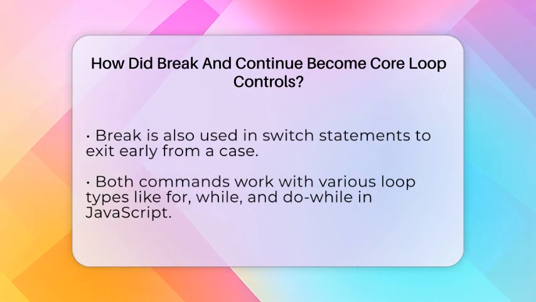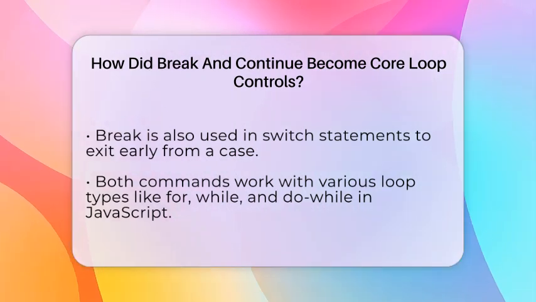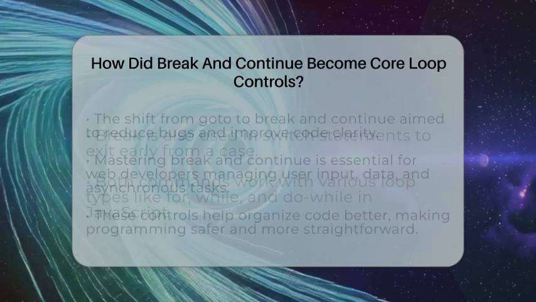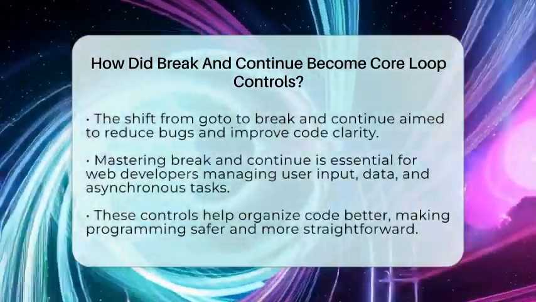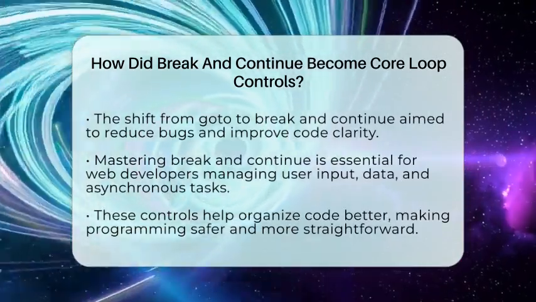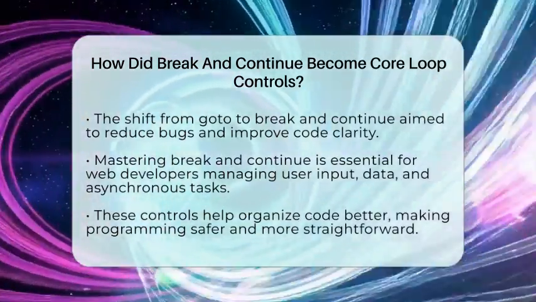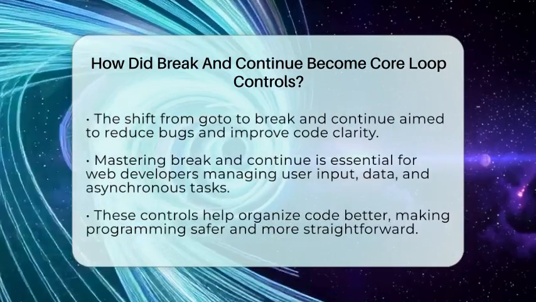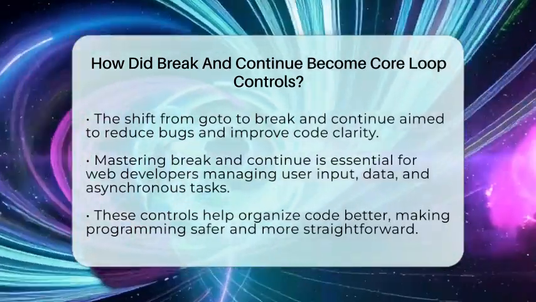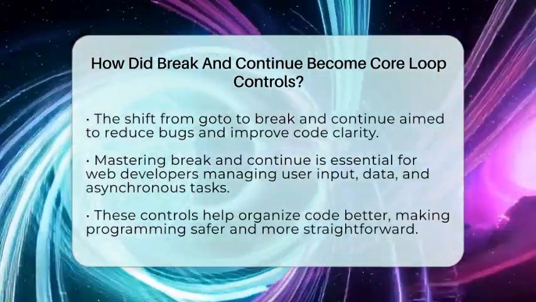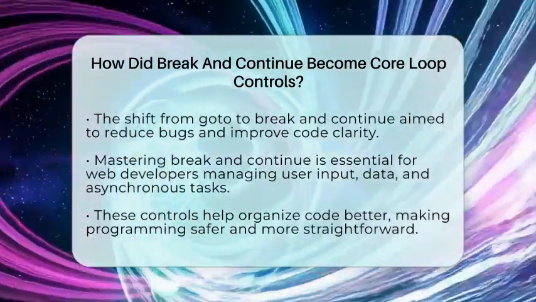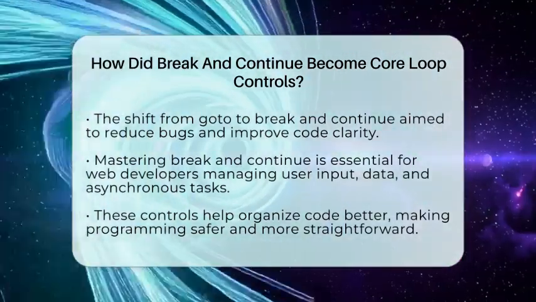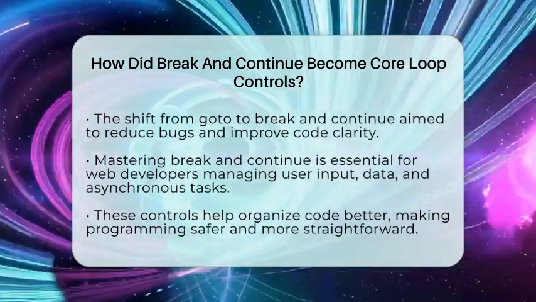The shift from go-to to break and continue was driven by the need for better readability and maintainability. Programmers wanted to write code that's easier to follow and less prone to bugs. Today, mastering break and continue is essential for web developers. They help manage user input, manipulate data, and handle asynchronous tasks efficiently. Without these controls, writing clear and effective loops would be much harder.